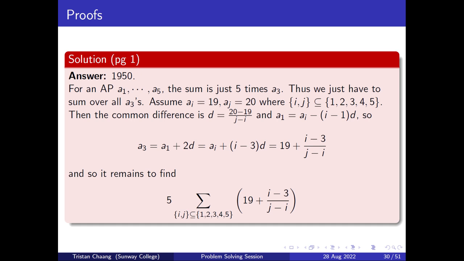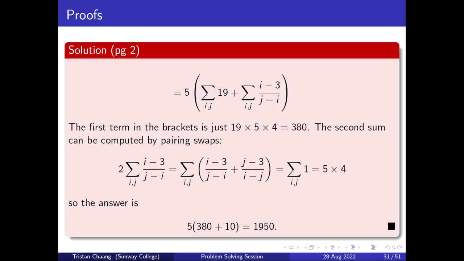Okay, so let's see how we can do it. The 19 part is just 19 times 5 times 4, right? Because there are just that many ij's possible. So remember ij here is like this. I sum up over all of these possibilities, i, j subset of 1, 2, 3, 4, 5. And then I got lazy and I don't want to write that again, so I just put ij. Technically I have to write the whole thing, but if the context is there, you can just simplify it to just ij. So the first term is 380. Any questions about that? So why is it 5 times 4? Because there are 5 possibilities for i and then 4 possibilities for j, right? For every choice of i.